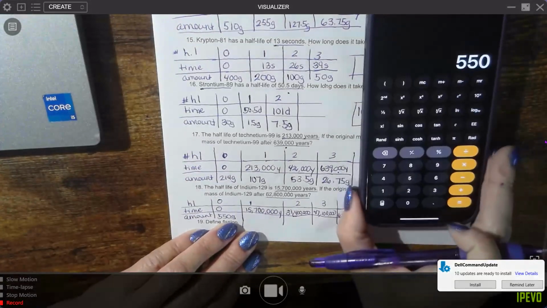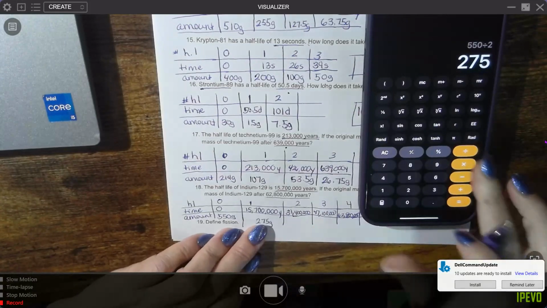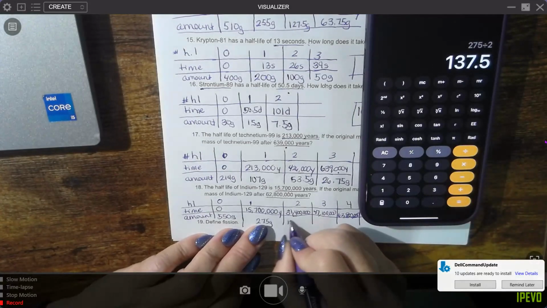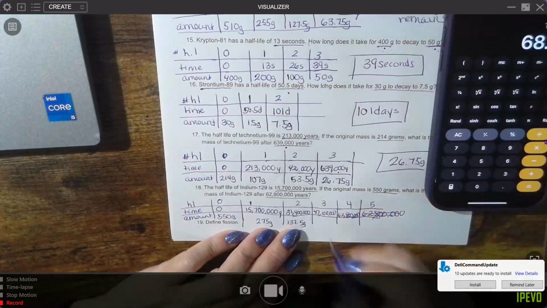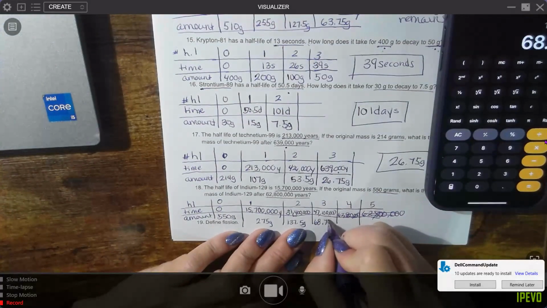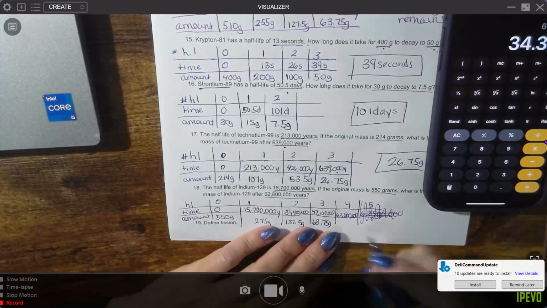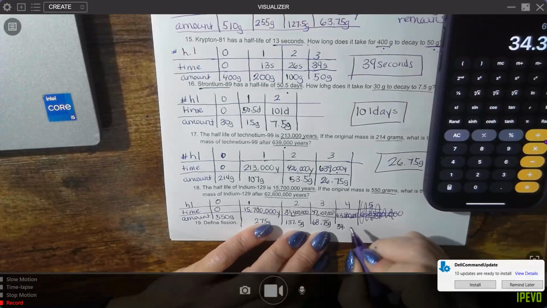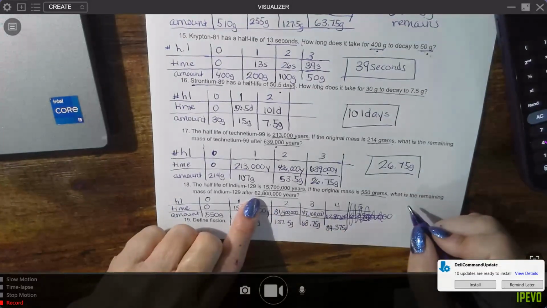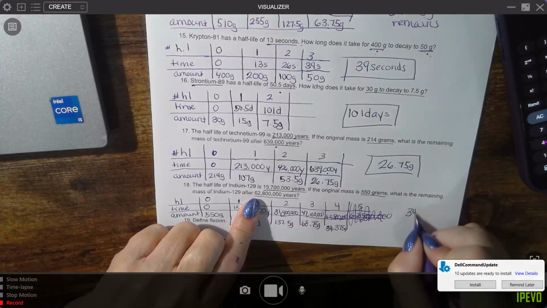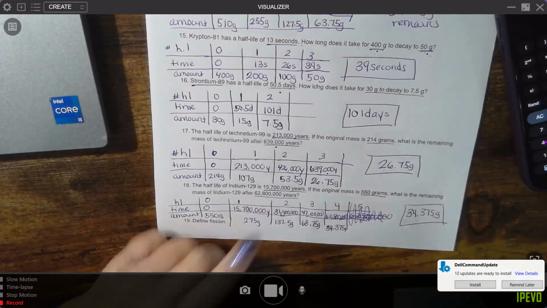Now all we have to do is take what we started with: 550 grams divided by 2 is 275 grams, divided by 2 is 137.5 grams, divided by 2 is 68.75 grams, and we don't need a fifth one, so divided by 2 again is 34.375 grams. So after 4 half-lives, 62.8 million years, we would still have 34.375 grams of that material remaining.